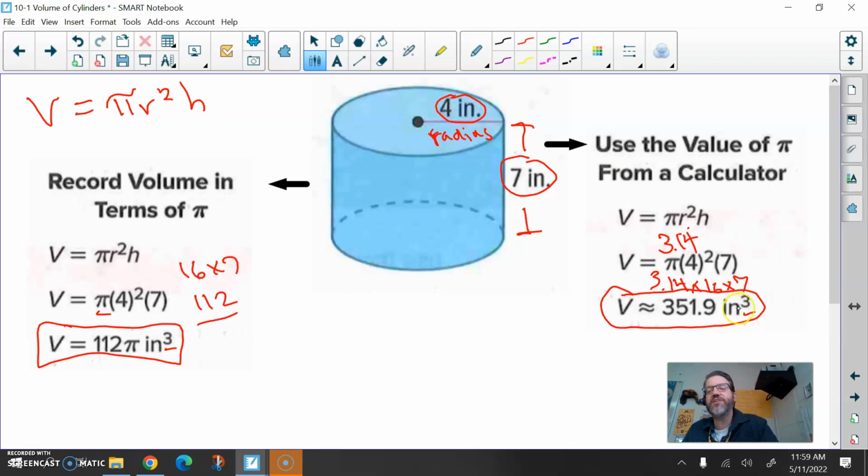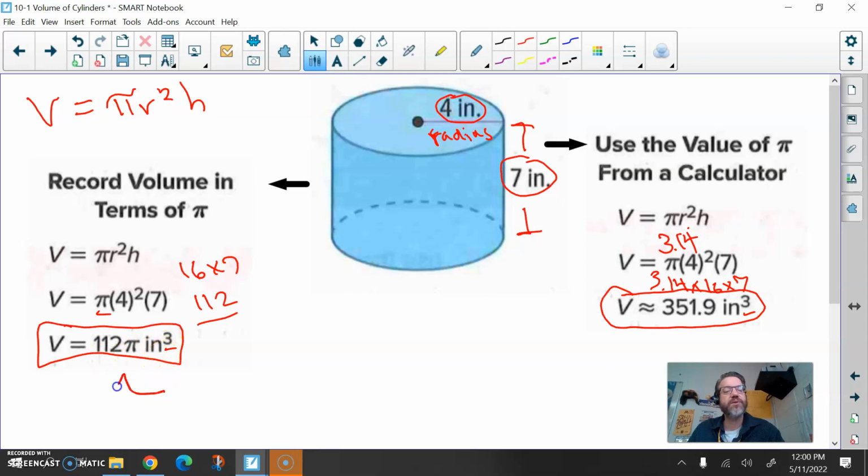And it looks like inches cubed, and you can say inches cubed. But normally, I like to say cubic inches. Okay, so 351.9 cubic inches. Or you could say 112 times pi cubic inches.